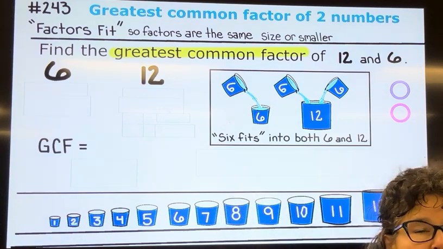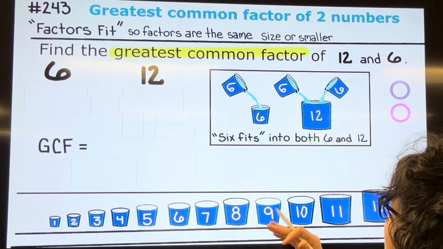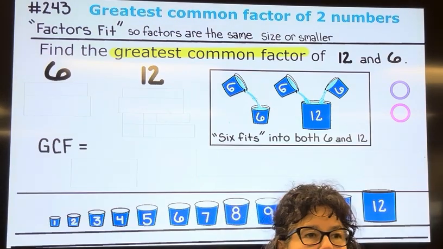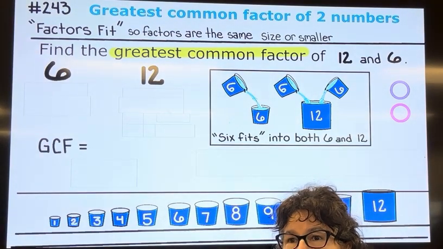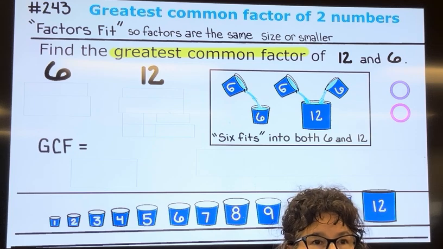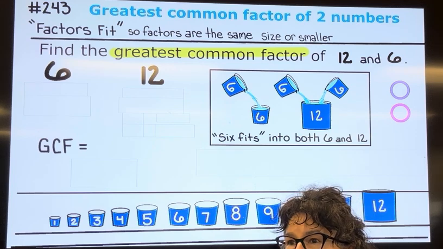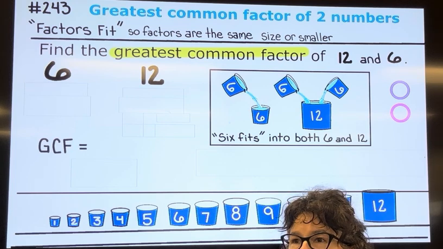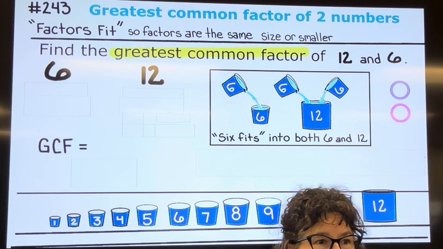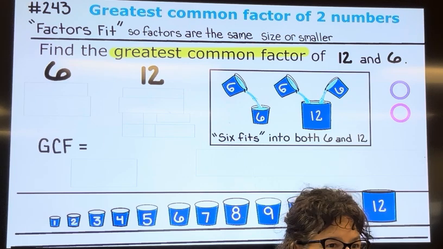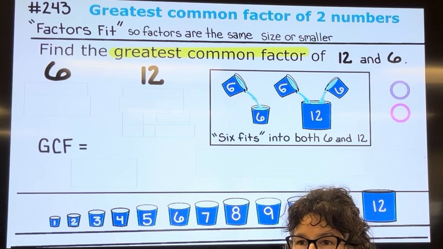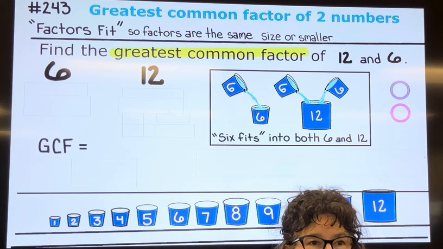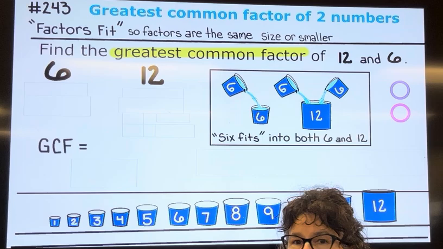Okay, so factors fit. And then if I want to find the greatest common factor, let me back up just one more time. If you have a factor, if it fits, the biggest it could ever be is as big as the smallest number. Because if I have the number 6, I can't fit in 7, 8, 9, 10, 11, 12, and so on. So you already know that the greatest common factor could be is as big as the smallest one.